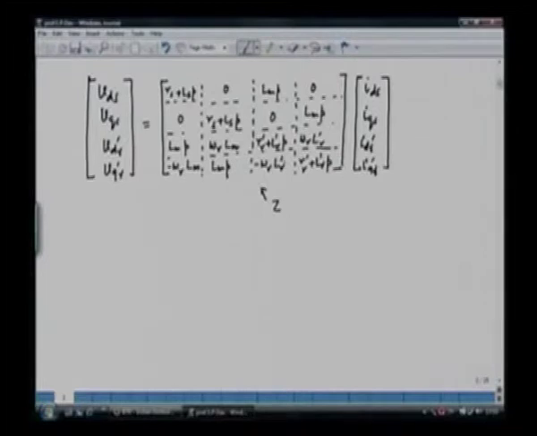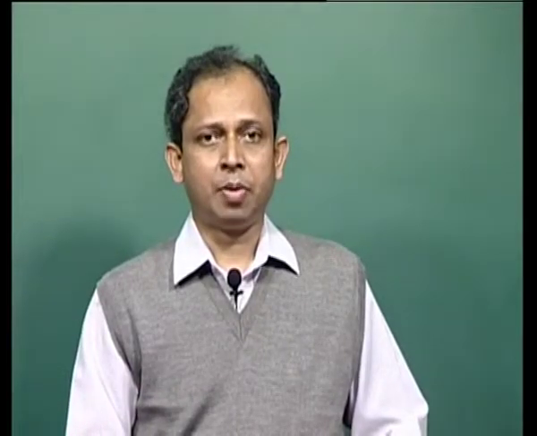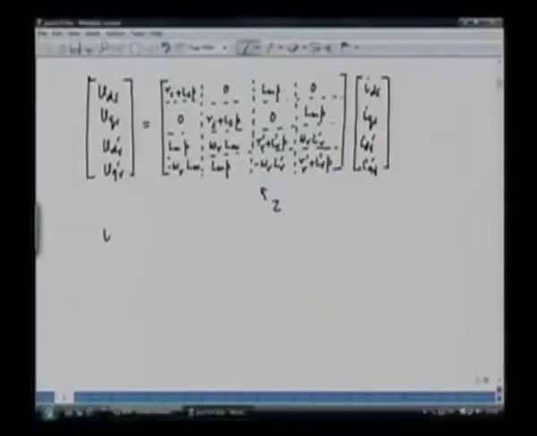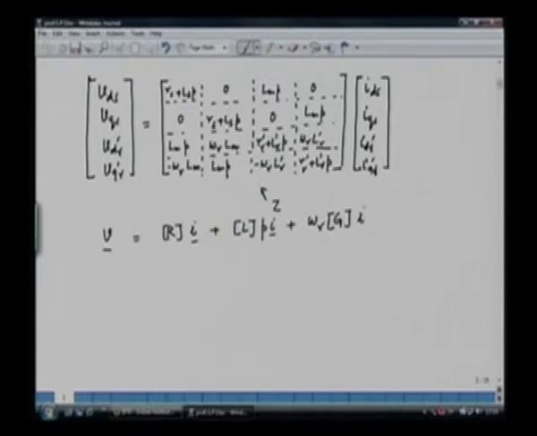LR prime. Now this equation is a key equation for solving the differential equation of induction machine, and this we can also represent in a symbolic form. So if we represent this in a symbolic form, we have the following equation. So V is equal to an R matrix, and I plus L is the inductance matrix, Pi plus omega r, a G matrix, and then we have I.